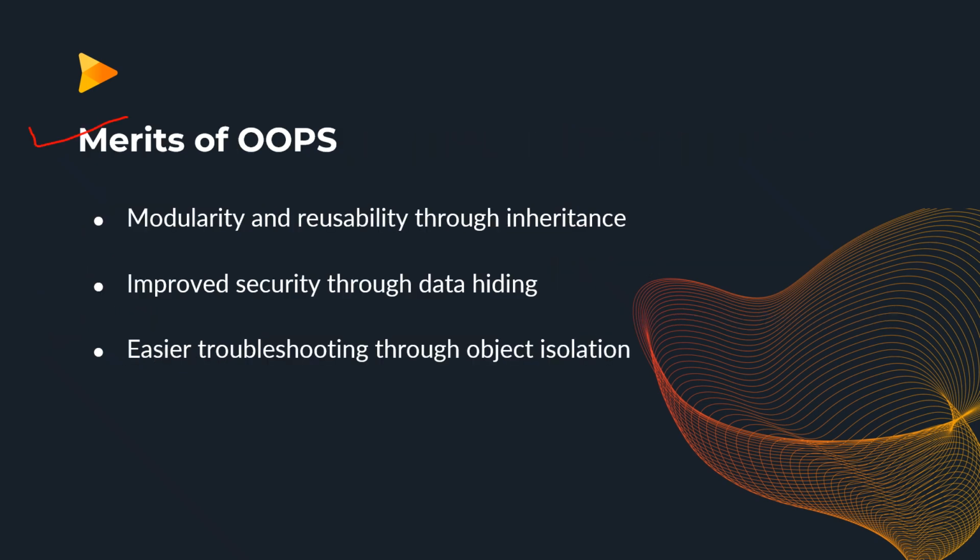Now we are going to see the merits of OOPS. What are the pros of OOPS? OOPS provides modularity and reusability through inheritance. We are going to see inheritance in detail in our further videos. Then it improves security through data hiding, which can be done by abstraction or encapsulation. We can hide our data. You will understand it easily. Then there is easier troubleshooting through object isolation. Whenever we use object oriented programming, it is very easy to debug our code. This is very important.